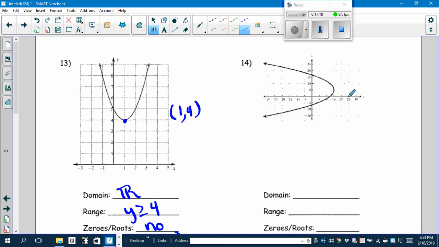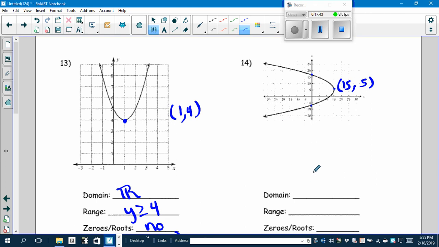Okay, this one's a little bit harder to read. It looks like this is in intervals of 5. So again, let's take a look at this point right here. I'm going to say this point is (15, 5), it looks like. Okay, just bear with me.